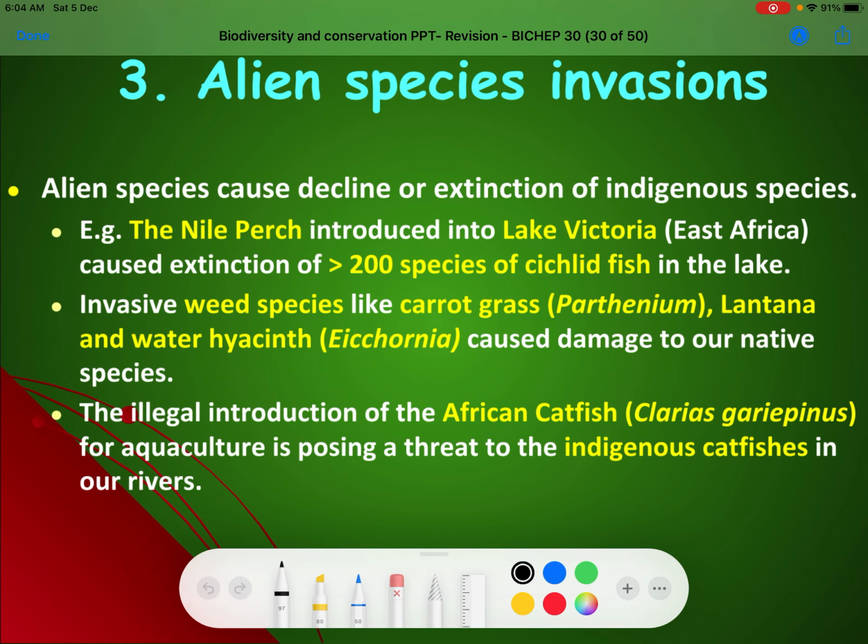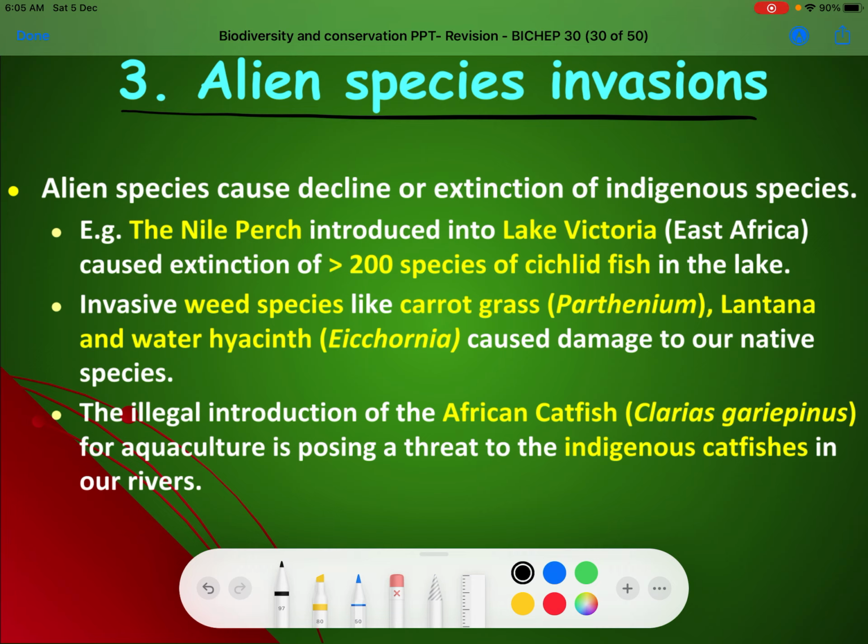One of the most important reasons is this third one, that is alien species invasion. The exotic species, when it is introduced naturally or by humans into another ecosystem, right? It can cause decline or extinction of indigenous species, that is local species of that particular ecosystem, and it is very largely seen around us.